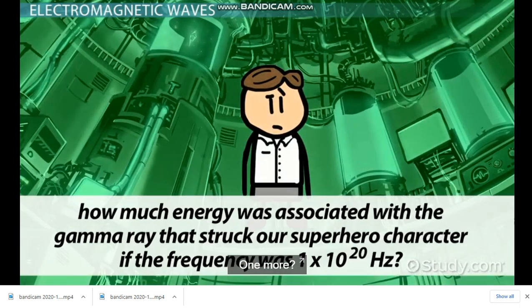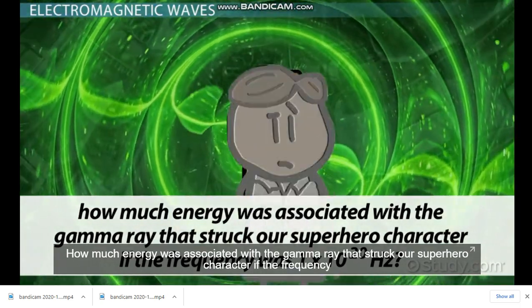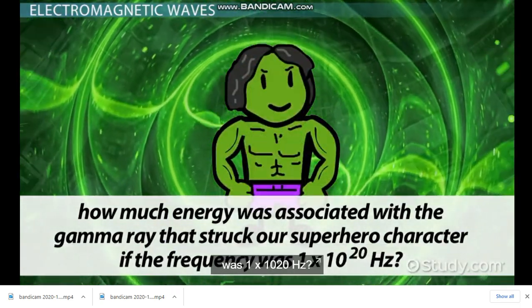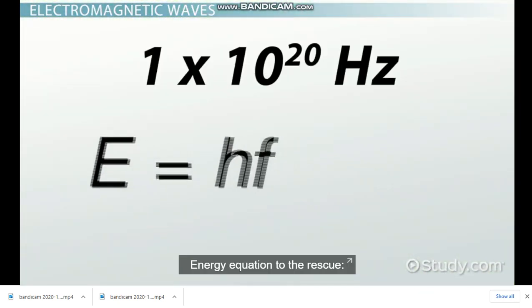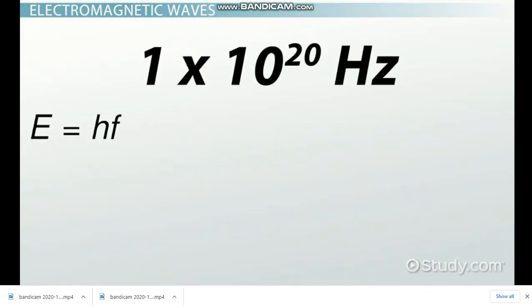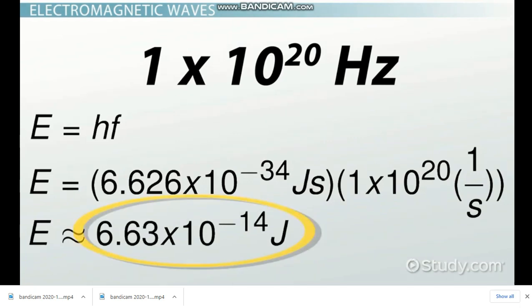One more. How much energy was associated with the gamma ray that struck our superhero character if the frequency was 1 times 10 to the 20 hertz? Energy equation to the rescue. E equals HF. E equals 6.626 times 10 to the negative 34 Js times 1 times 10 to the 20th times 1 over S. E approximately equals 6.63 times 10 to the negative 14 J.